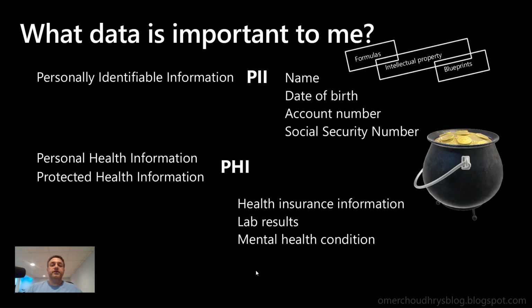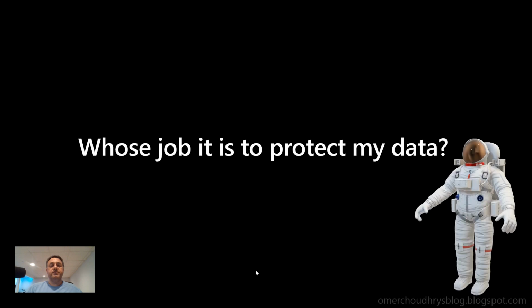There are some other examples of important data. Some organizations have their own formulas, some have their intellectual property, building designs, blueprints, and stuff like that. So there are certain types of data, and there are different techniques to secure that data. And we will learn in upcoming videos how to identify that data and how to secure that data and how to use those techniques.